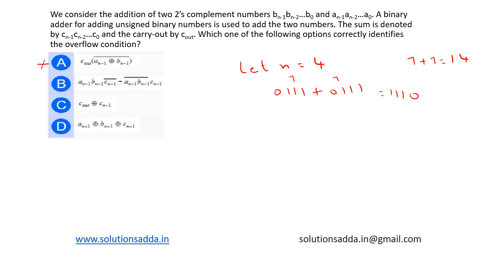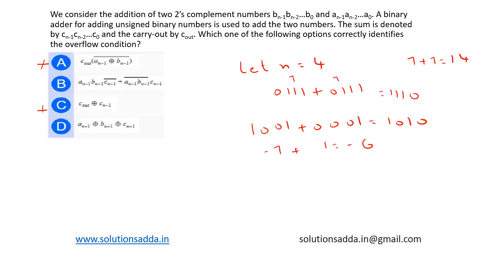Let's see option C. Let's add the numbers 1001 plus 0001, which is equal to 1010, where there is actually no overflow as we are adding -7 plus 1. We get -6. But the given condition says that as Cout equal to 0 and Cn-1 equal to 1, it is an overflow. So even though there is no overflow, as it says it is an overflow, this is also wrong.